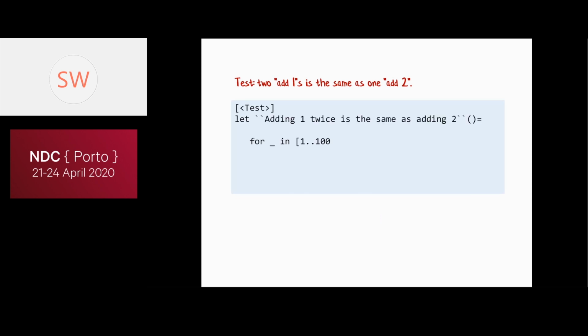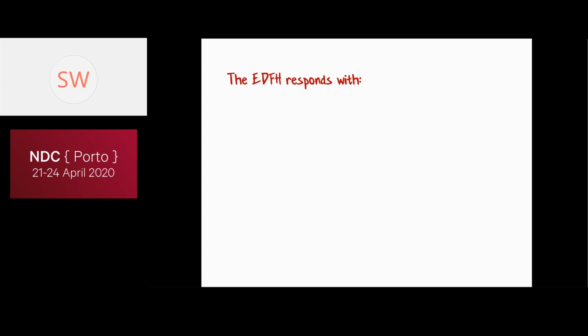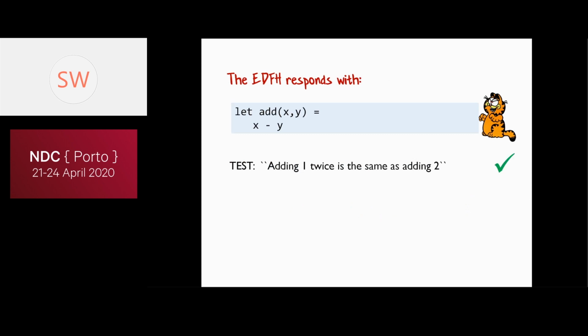So here we go. Again, we'll take our random number. We'll add one and we'll add one again. And the second one is we'll add two. And they should be the same answer. Now this will eliminate the multiplication implementation. So that passes. But the enterprise developer then says, okay, I'm going to implement this with minus y, with subtraction. And this passes the test because subtracting one twice is the same as subtracting two. So this test will now pass with subtraction as the implementation.